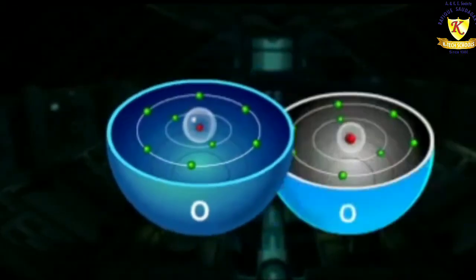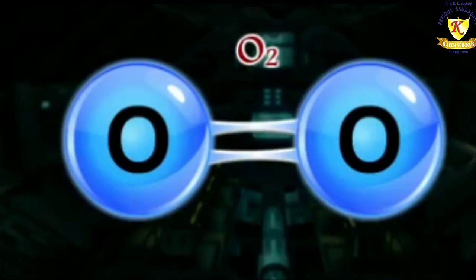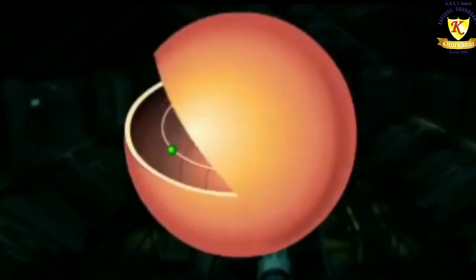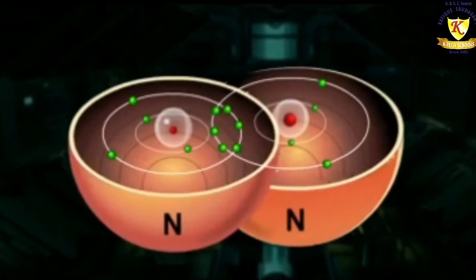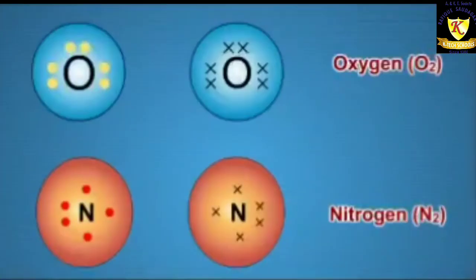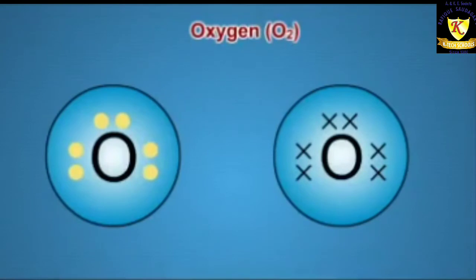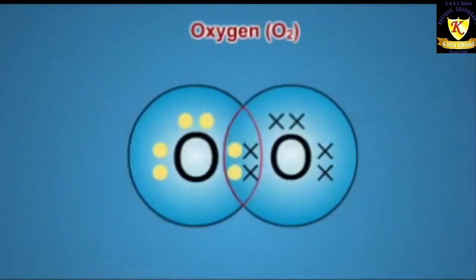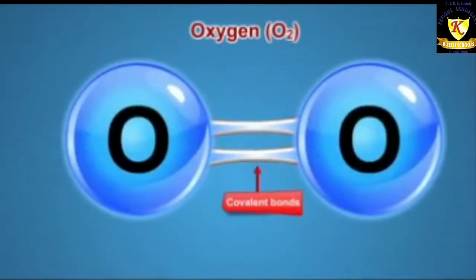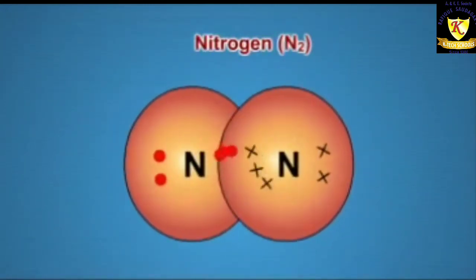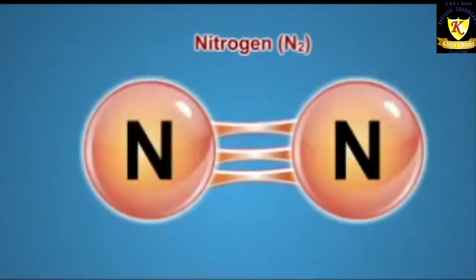The O2 molecule is formed by chemical combination of 2 oxygen atoms and the N2 molecule is formed by chemical combination of 2 nitrogen atoms. On drawing the electron dot structure of these 2 molecules, it becomes clear that the oxygen atoms in the O2 molecule are joined with each other by 2 covalent bonds, that is a double bond, while 2 nitrogen atoms in the N2 molecule are joined with each other by 3 covalent bonds, that is a triple bond.